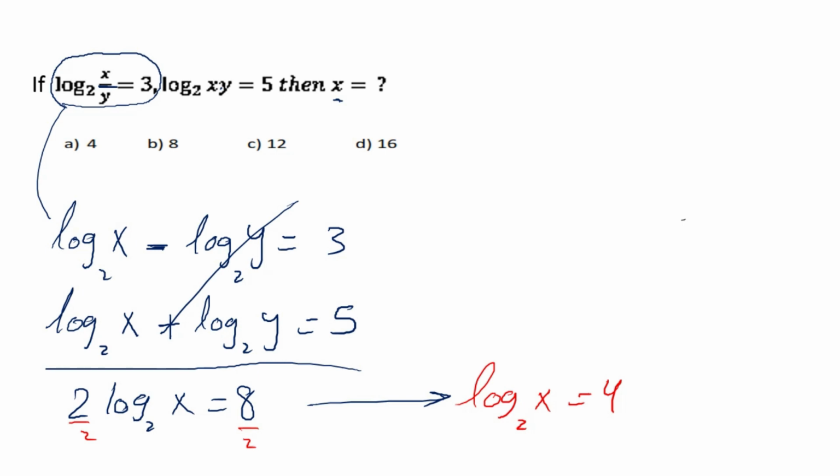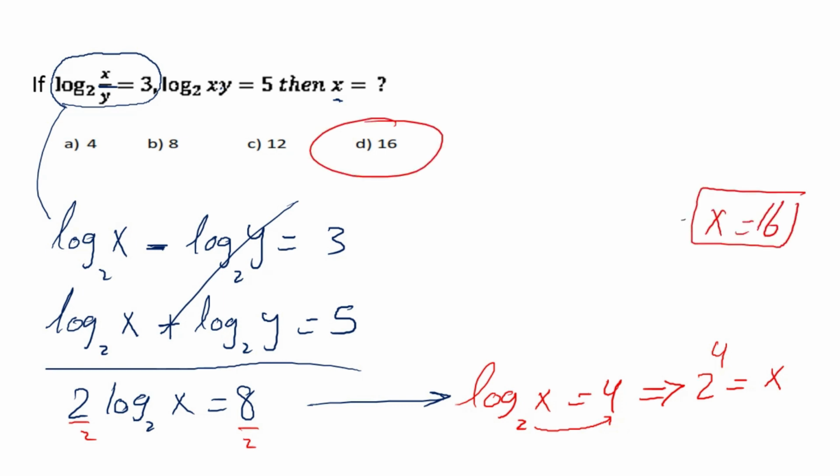Now change it from logarithm form to exponential form. So this one, 2 to the power of 4 is equal to what? Equal to x. So x is equal to 16. So the answer is D.